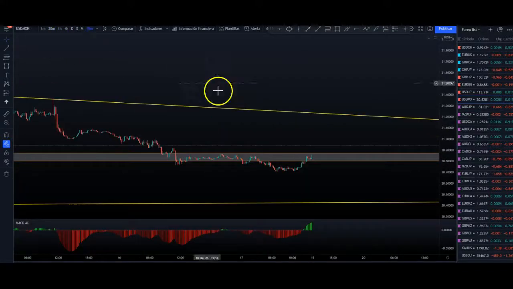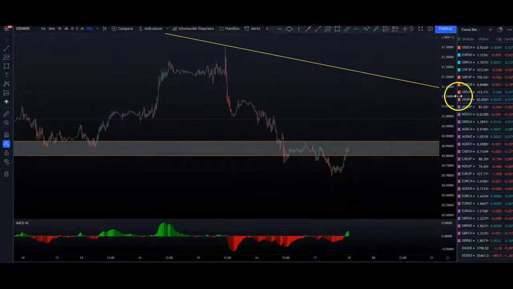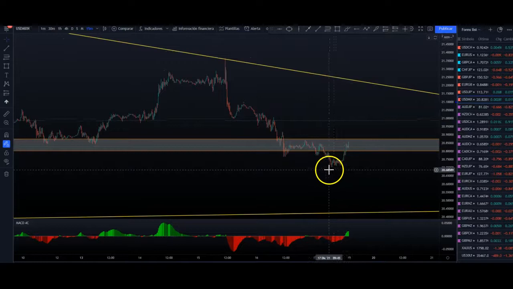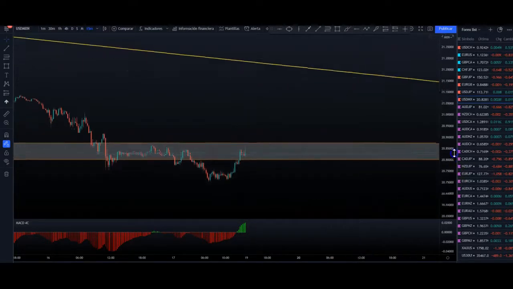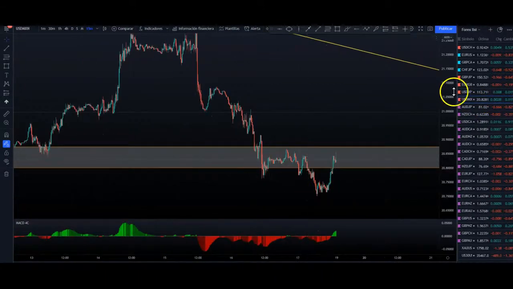Let's go to 15 minutes. Look how beautiful this is. We have perfect divergence. We have even, is this a double bottom? This can be counted as a double bottom. There's rules for double bottom, so yes, it looks like a double bottom. You have a divergence, and a good trade.